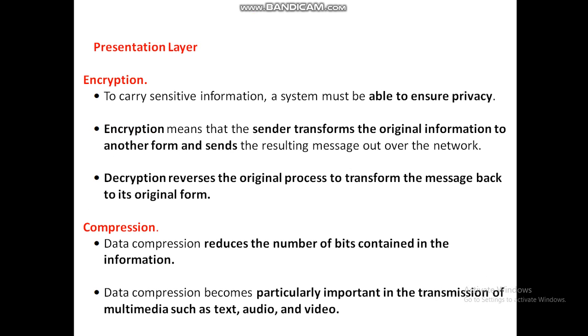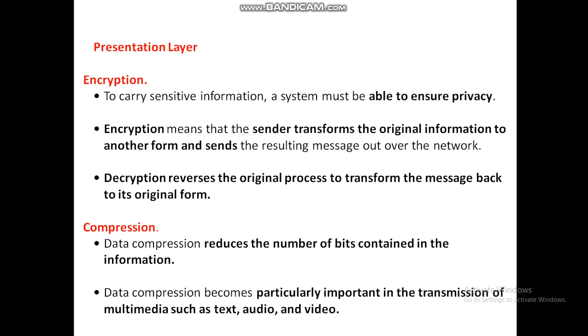Encryption and compression are also activities of the presentation layer. Encryption, as we know, is changing the message into another pattern or another type of information. That means the original information will be replaced with another type of message, and the reverse operation is performed at the receiving side to extract the actual message from the encrypted message. The advantage of this is to ensure the privacy of the information.